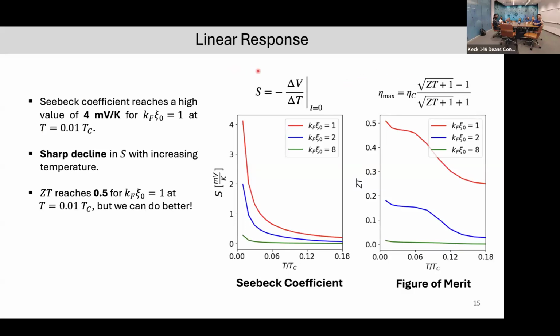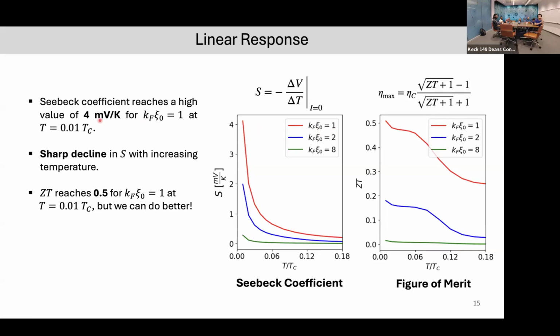So for linear response, this is the result that we get, the Seebeck coefficient and the figure of merit. There are a few things I would like to note here. The Seebeck coefficient for low temperature, specifically T equals 0.01 Tc, is relatively high for the k_F xi_0 equals 1 case.